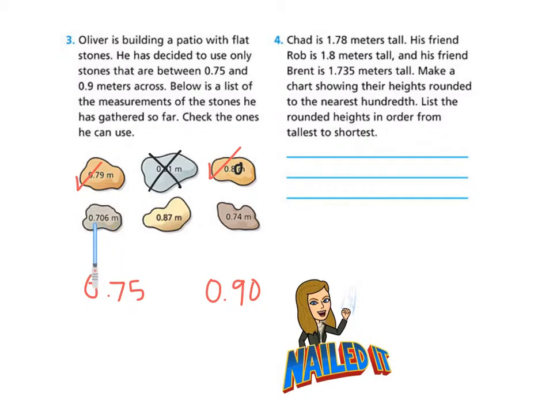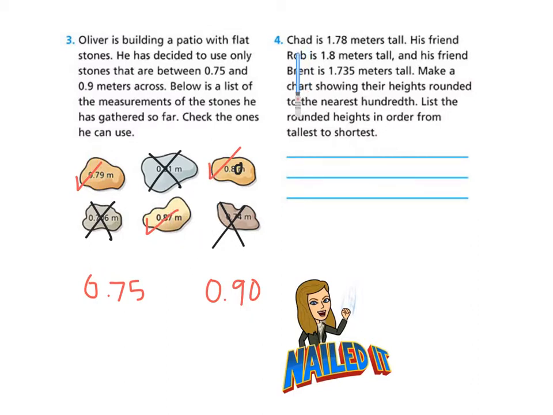The next one, 706 thousandths. Okay, so 0.7 matches so far. So far, so good. Ooh, 0 smaller than 5. Sorry, rock. You're just a little too small. See you later. What about this one? 87 hundredths. Okay, so it's bigger than the 7, but less than the 9. So would it fit in the middle? It would. This rock will work. The next one is 74 hundredths. Oh, that's just barely too small, so it won't work. So we checked off 3 rocks that would work for his patio.